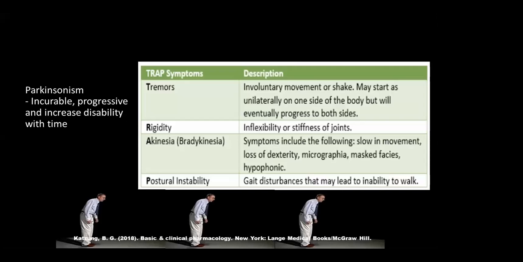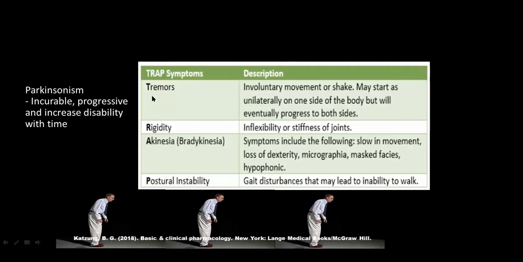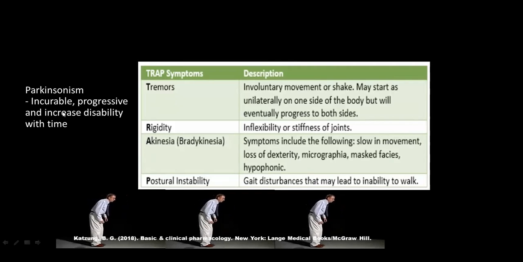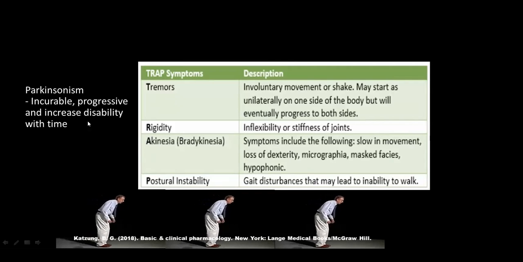So for the common manifestations or symptoms of a patient with Parkinsonism, we have the mnemonic TRAP: tremors, rigidity, akinesia, and postural instability. Parkinsonism is described as incurable and progressive, with increasing disability over time.